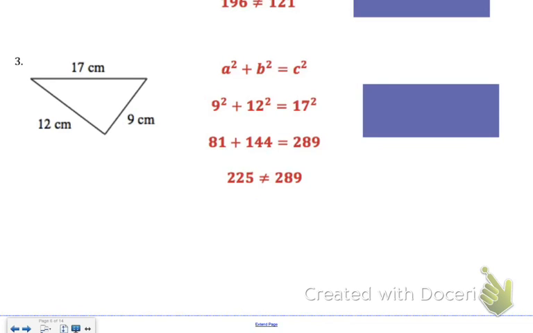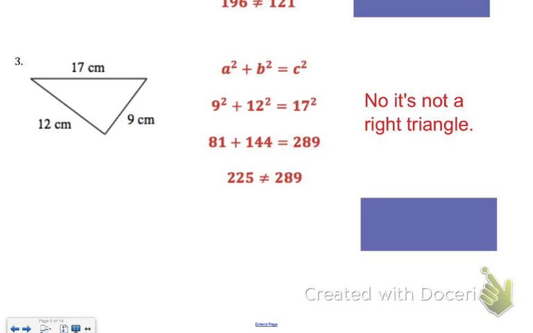So after substituting the two legs, 9 and 12, and our hypotenuse, assuming it's the longest side in a right triangle, we get 225 equals 289, which is false. Those two numbers are not the same. They are not equal. So we do not have a right triangle.